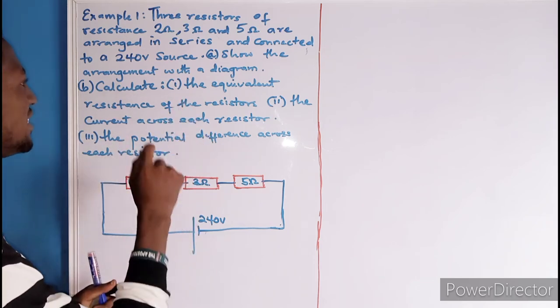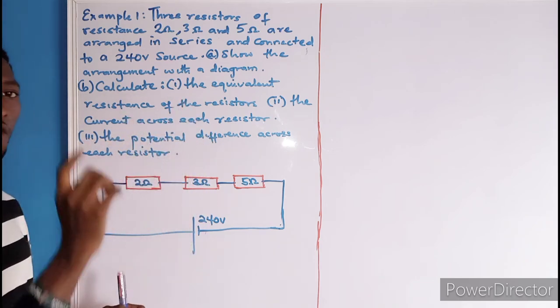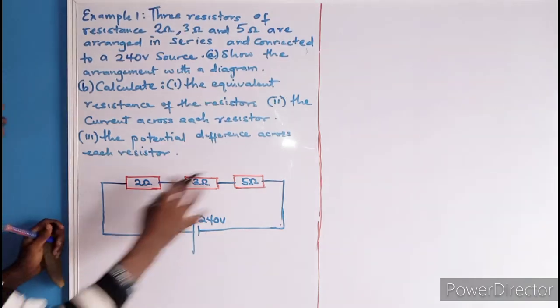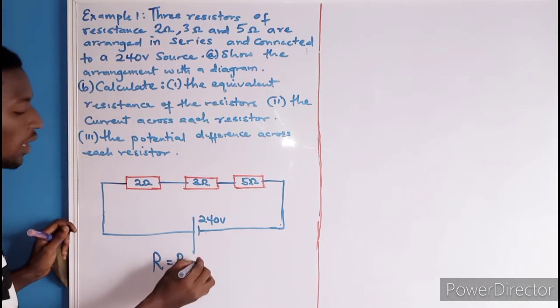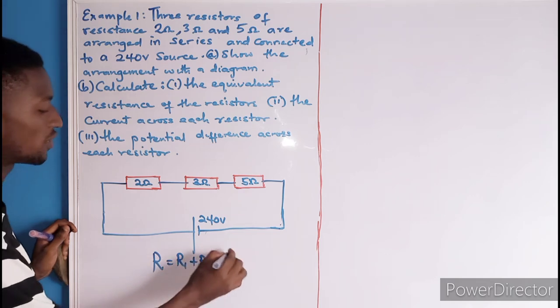Now the question is that we are to calculate the equivalent resistance of the resistors. I'll say that we can quantify that by saying that our equivalent resistance is equal to R1 plus R2 plus R3.